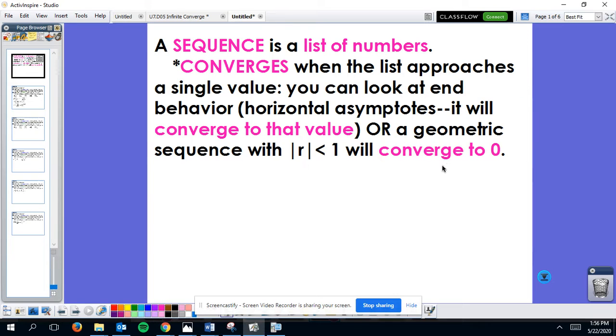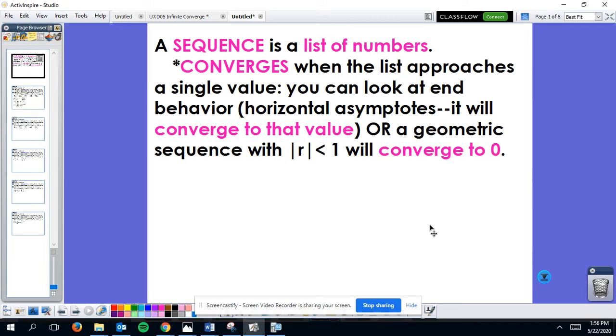Hi everyone. I just wanted to quickly go over the difference between a sequence and a series and then explain a little bit more about converging and diverging for each type, just to show you guys how to answer questions like on the last lesson check this week.